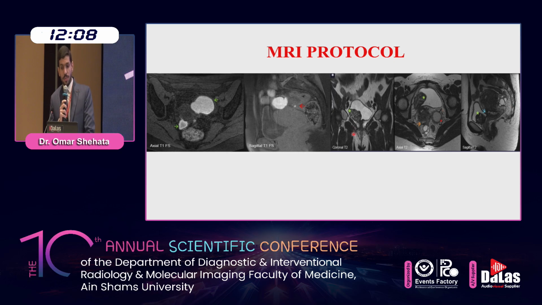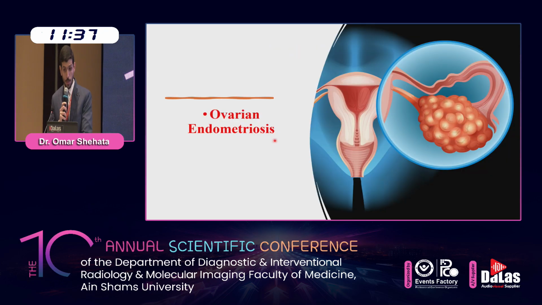include T2 weighted image in axial, sagittal and coronal sequences, and T1 weighted image with and without fat suppression. Regarding contrast-enhanced T1, diffusion weighted image and susceptibility weighted image, they are not recommended for the evaluation of classic ovarian endometriosis and deep infiltrating endometriosis unless endometriosis-associated ovarian malignancy is suspected. Also, oblique axial T2 weighted image is useful for assessing uterosacral endometriosis, which is a type of deep infiltrating endometriosis.